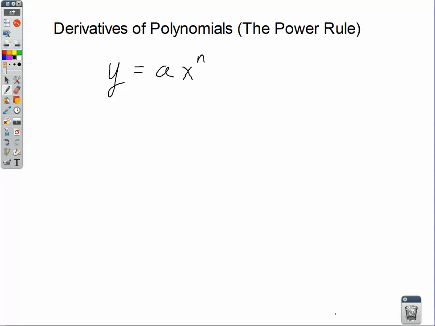All right, so here we have a function y is equal to a x to the n. A and n are just constants, just numbers. A is the coefficient and n is the exponent. And the power rule works like this.